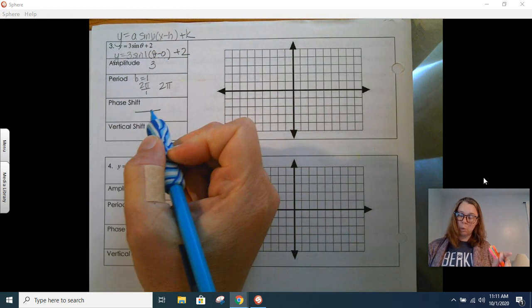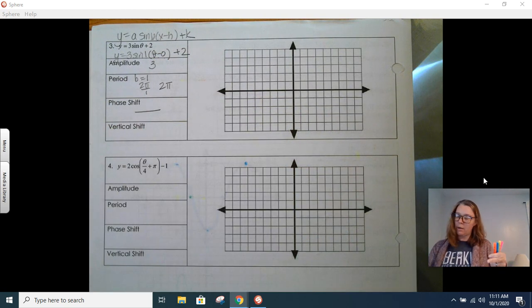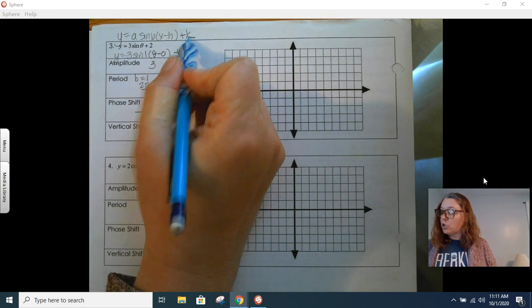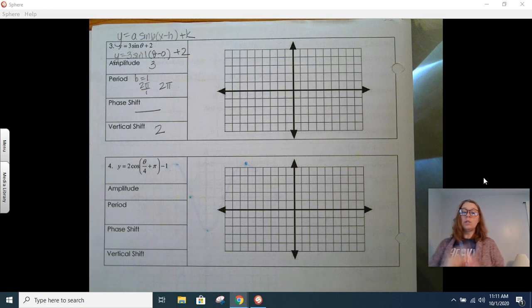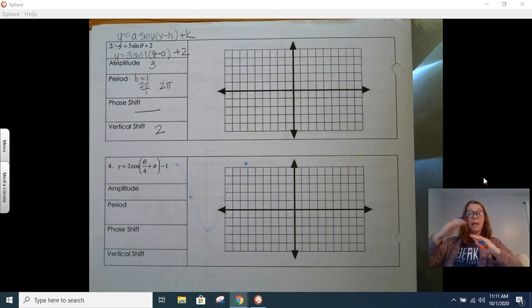Phase shifts to me are the worst, because you have to think more about your scale than the rest of them. All right, and then 2 is your vertical shift. So now I've got a sine, normal period. Okay, nice. I don't have to think about my scale. That's awesome. But my amplitude is 3. It's stretched out, and it's moved up 2.